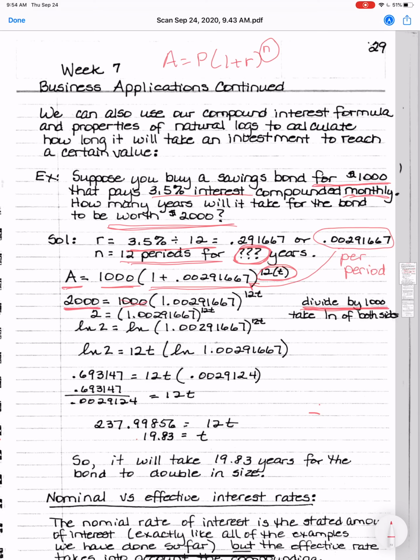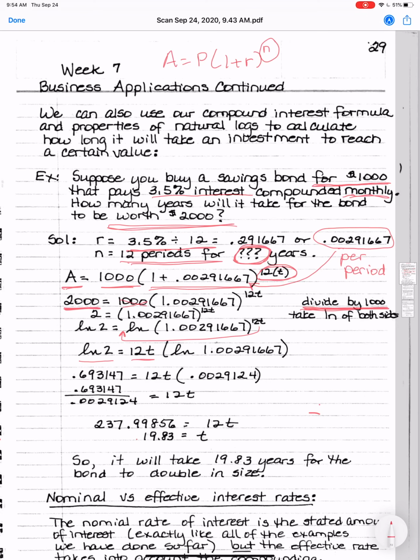Then we can take the natural log of both sides. So we're going to have the natural log of 2 equals, and if you'll remember, when you're taking natural logs, you can bring that power down front. So it is going to be 12t times the natural log of 1.00291667. And now we've solved our problem by getting rid of this variable in our exponent, which is always hard for us to solve for.